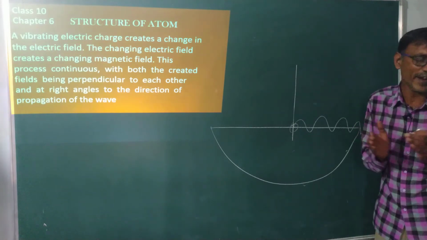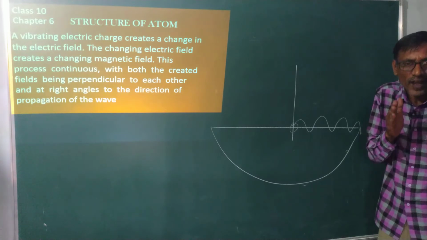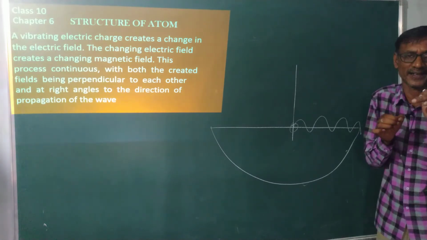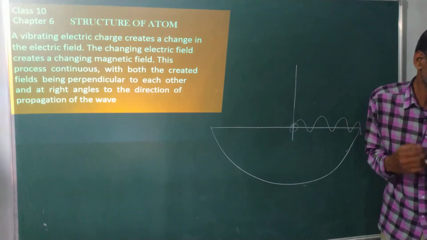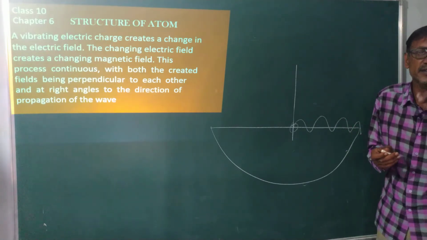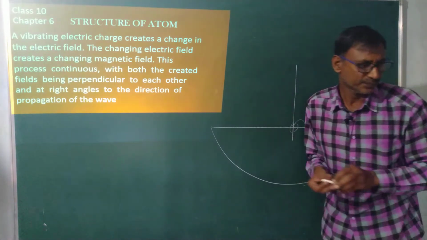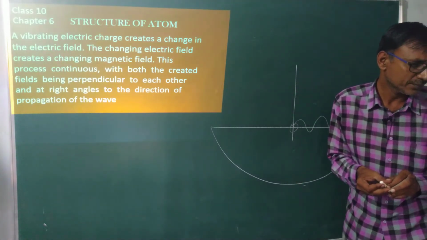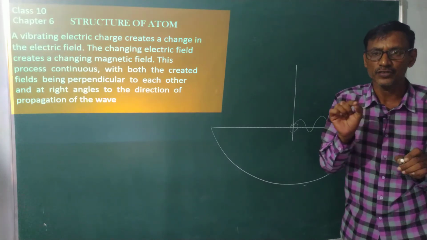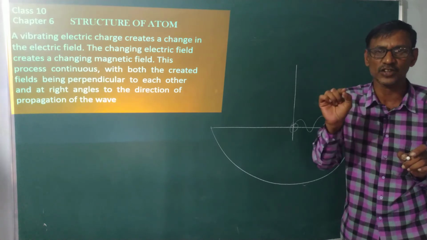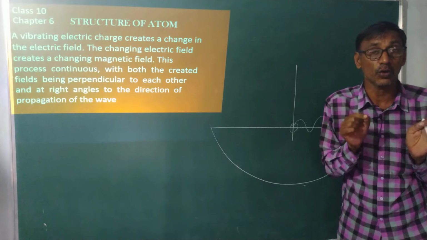In the same way, when we create vibration in the electric charge on the atom, inside the atom, it creates a disturbance. The disturbance travels in the vacuum in the form of a wave. When we vibrate an electric charge, it creates an electric field.